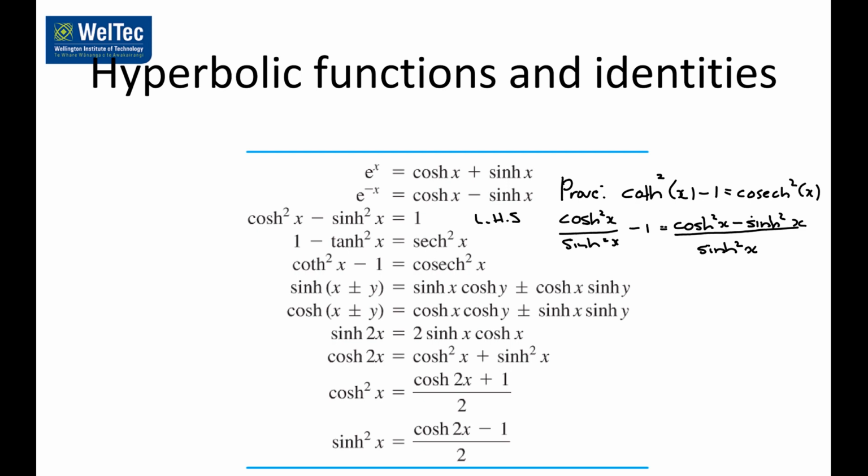now, have a look at identity number 3, so that now you'll see that the top line is equal to 1. And our left-hand side now, by definition, is equal to hyperbolic cosecant squared.